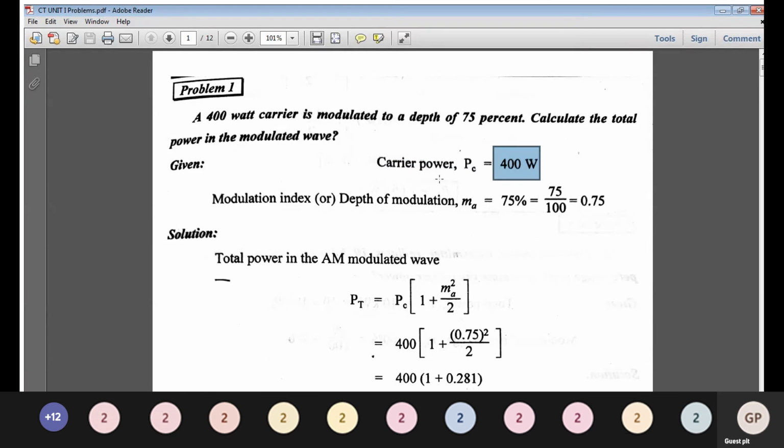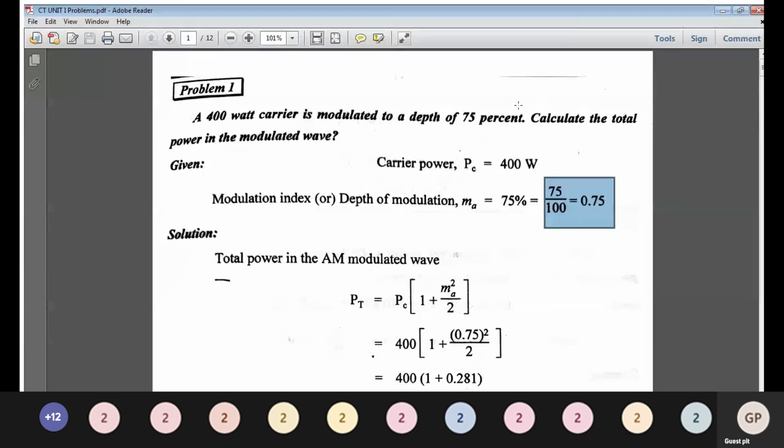First parameter is over. Next, this carrier is modulated to a depth of 75%. Depth of modulation, modulation index, modulation coefficient, different terms are there. So here depth of 75% is nothing but our modulation index value. It is given in percentage. So modulation index MA equals 75%. 75% is 75 divided by 100, that is equal to 0.75. So two parameters are identified from the given problem.